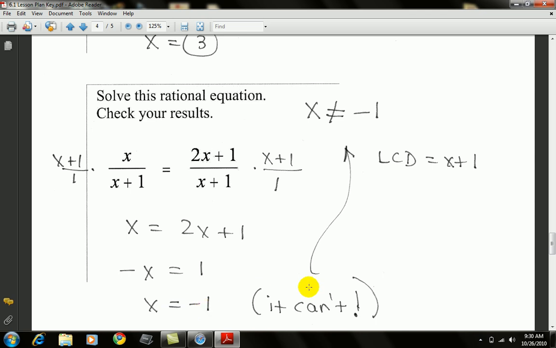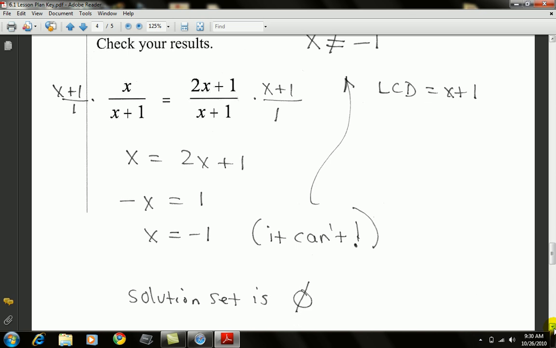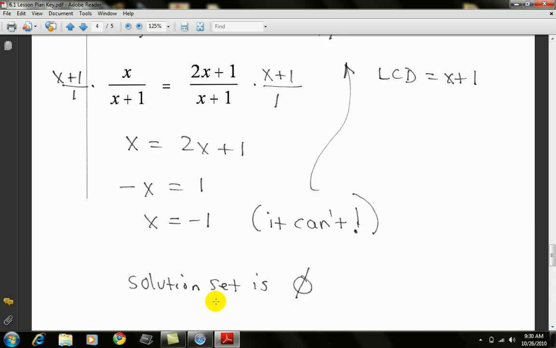Uh-oh, we're in trouble. We get the answer x equals negative 1. But our restricted value is x is negative 1. We can't use negative 1 as an answer because it would mess up the denominator. Therefore, the solution set is the empty set. Another way to write it is no solution.